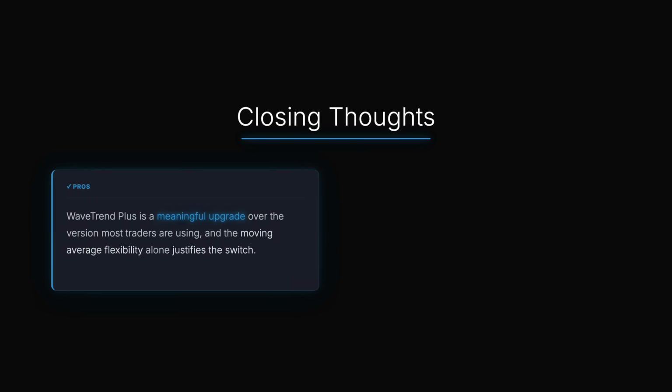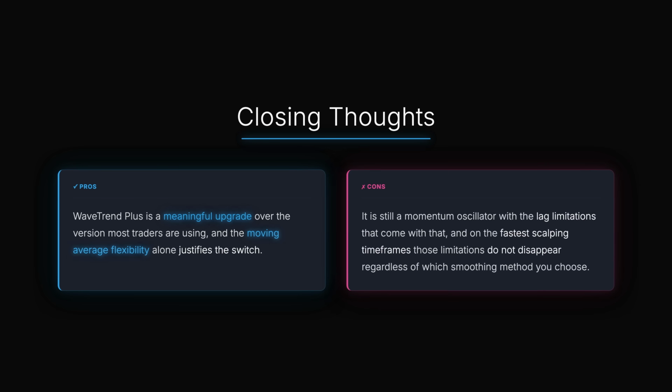it is telling them. WaveTrend Plus is a meaningful upgrade over the version most traders are using, and the moving average flexibility alone justifies the switch. It is still a momentum oscillator with the lag limitations that come with that, and on the fastest scalping timeframes, those limitations do not disappear regardless of which smoothing method you choose.